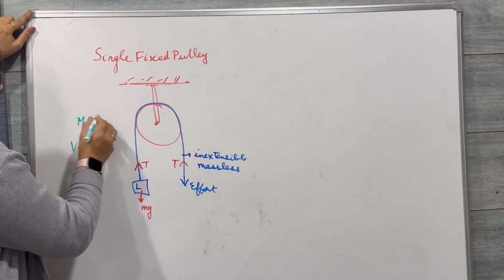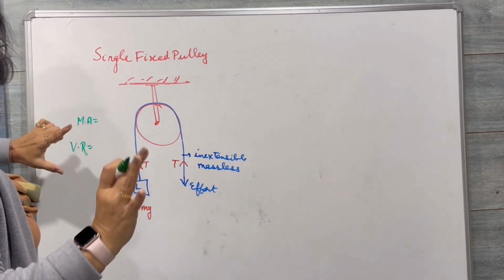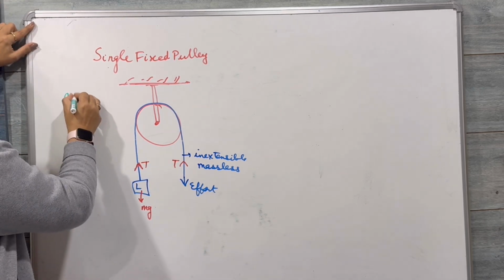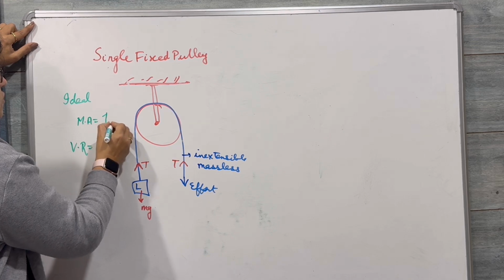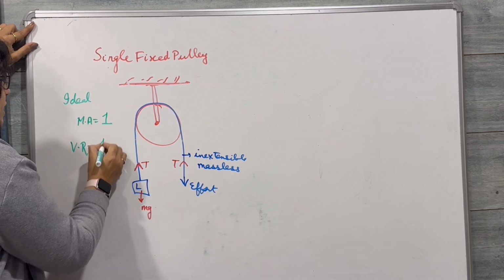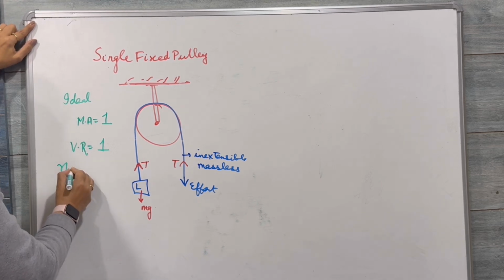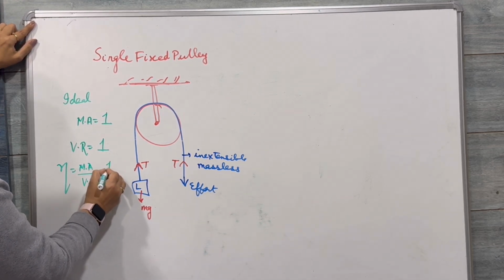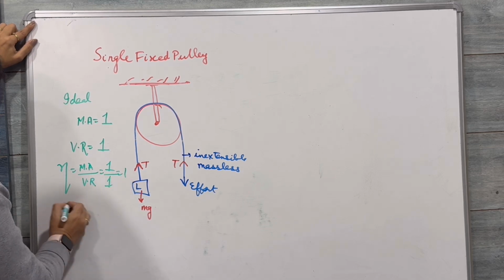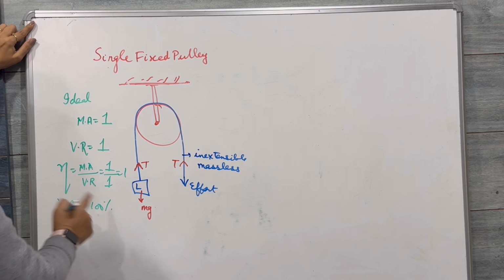Done? Two important things about this pulley is, one is called mechanical advantage, the other is called velocity ratio. So in this video I'll tell you how to learn the values. For ideal single fixed pulley, mechanical advantage is 1 and velocity ratio is also 1. What is efficiency? It's mechanical advantage over velocity ratio. So that is 1 over 1. That is 1. Percentage efficiency is, you multiply efficiency with 100.